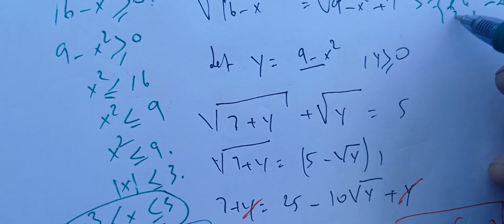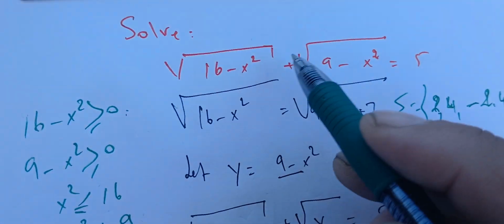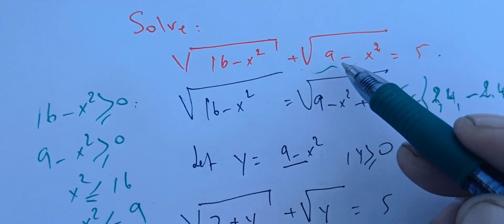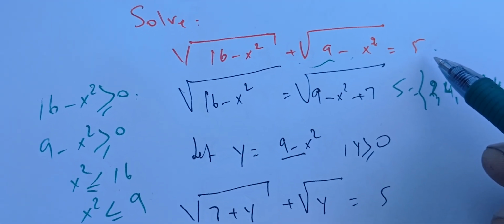So this way of shifting is quicker than trying to square, taking this one to this side and squaring, or vice versa. That will make the computations longer.